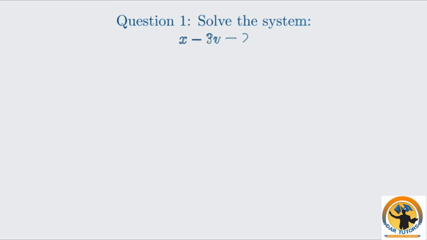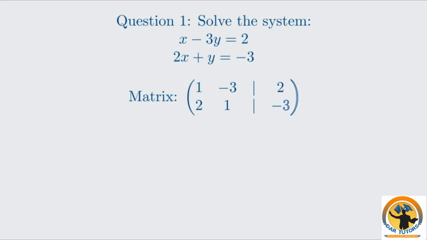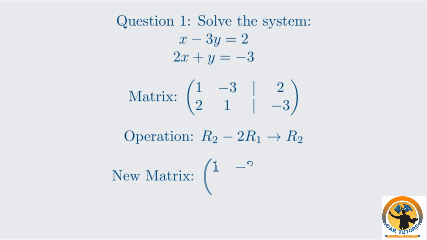Here is the solution for question 1. The system is x minus 3y equals 2 and 2x plus y equals negative 3. First, we write the augmented matrix, 1, negative 3, 2 in the first row, and 2, 1, negative 3 in the second. To get a 0 in the bottom left corner, we perform the operation R2 minus 2 R1 arrow R2. The new matrix is 1, negative 3, 2 in the first row, and 0, 7, negative 7 in the second.